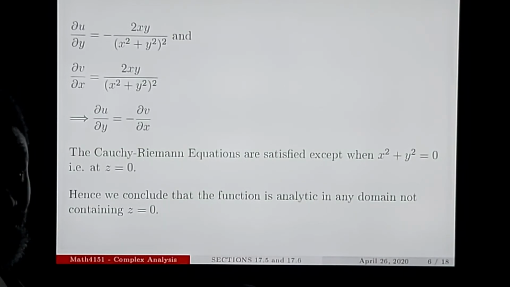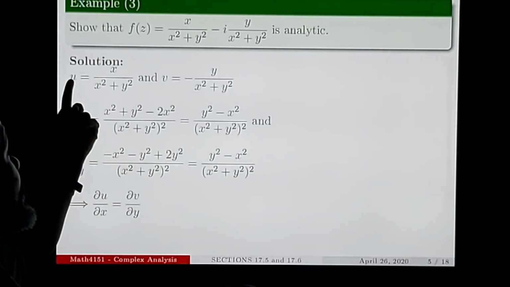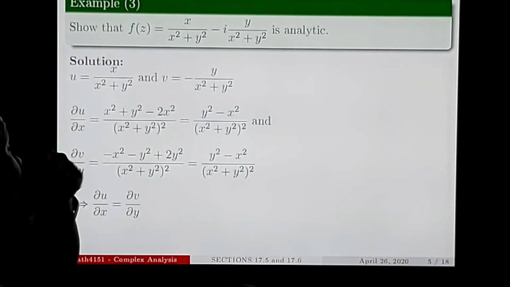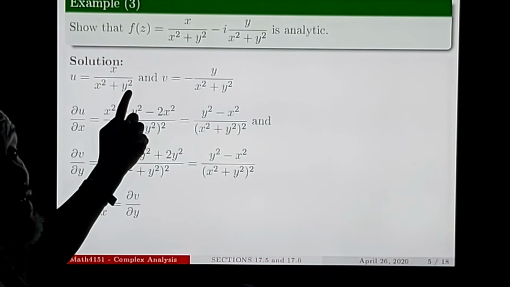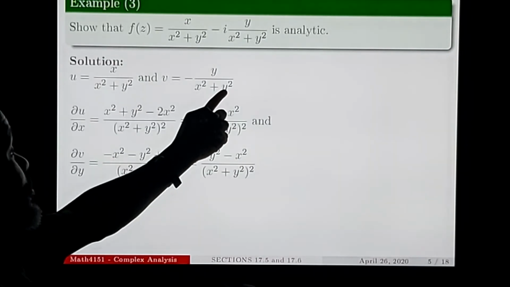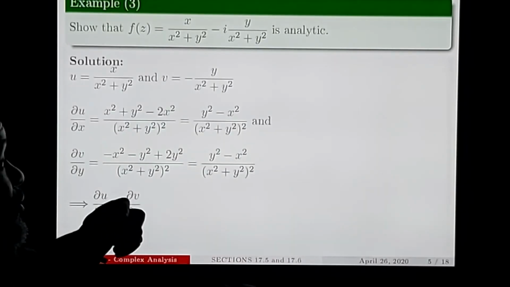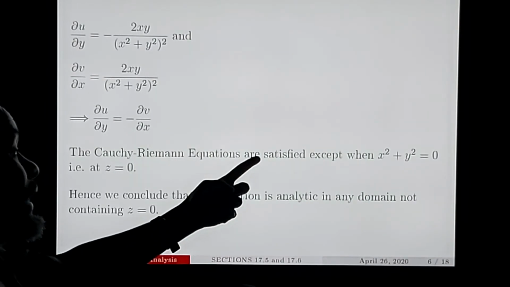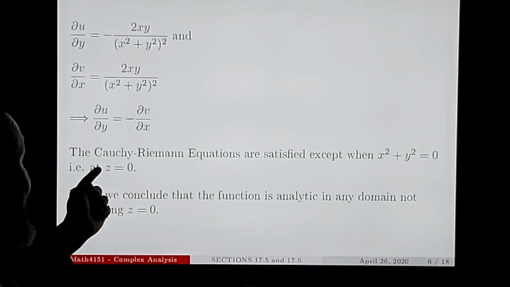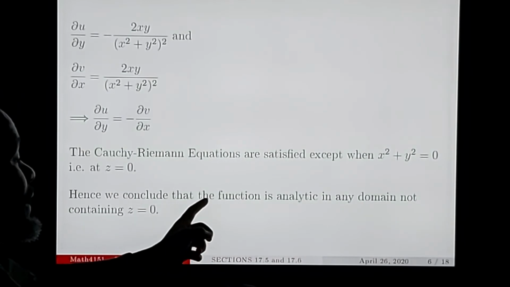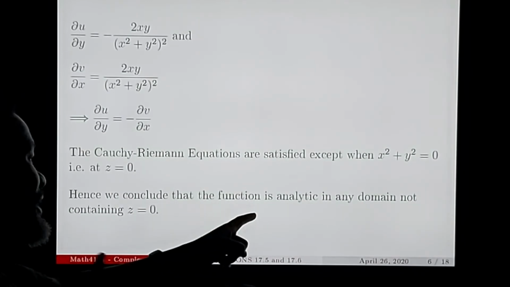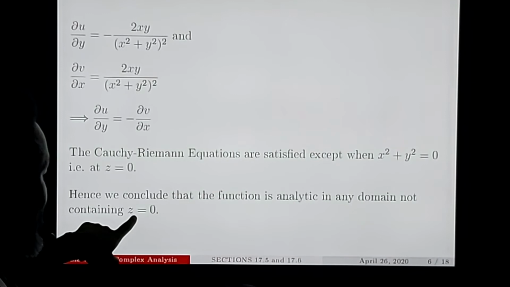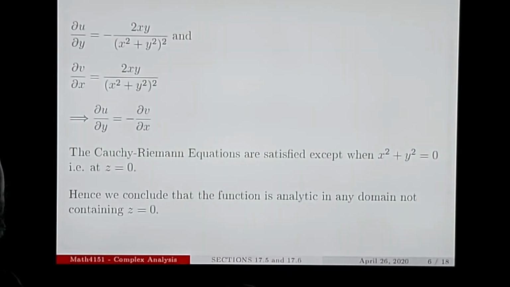However, there is a catch. That u, what is u? Is this continuous? This is continuous except when x squared plus y squared is 0. So basically, the Cauchy-Riemann equations are satisfied except where x squared plus y squared is 0, which is at z equals 0. Hence, we conclude that this function is analytic in any domain except where z is 0. That's it, ladies and gentlemen.